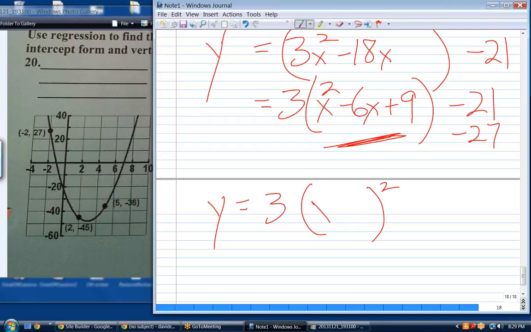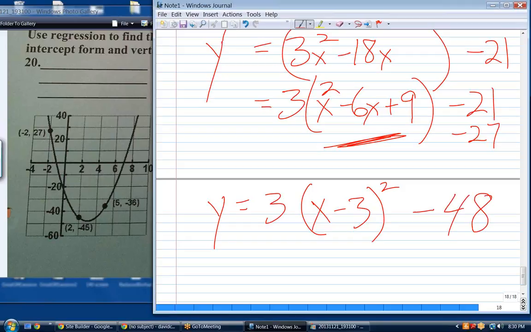X, would it be plus 6 or minus 6? Minus 6. Whatever half of this was is what you want to put in there. In other words, when we went through completing the square, we took half of 6. That was 3. So it's going to be x minus 3, minus 48. There you have it.